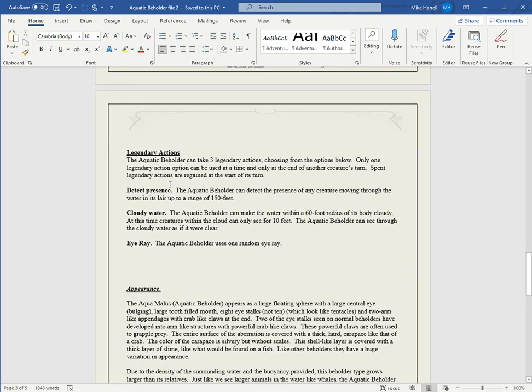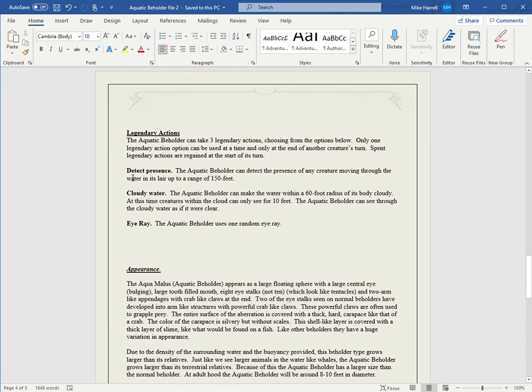And then legendary actions. Well, we see this with beholders here. The Aquatic Beholder can take 3 legendary actions, choosing from the options below. Only 1 legendary action option can be used at a time and only at the end of another creature's turn. Spent actions are regained at the start of its turn. So 3 different here. Now this eye ray one, here's one you always see common to beholders, but check out the new ones for the Aquatic Beholder.